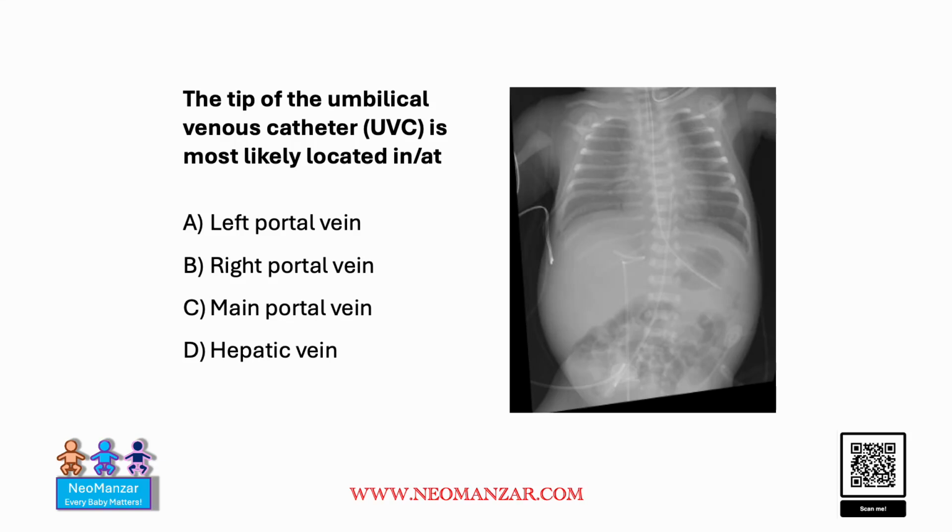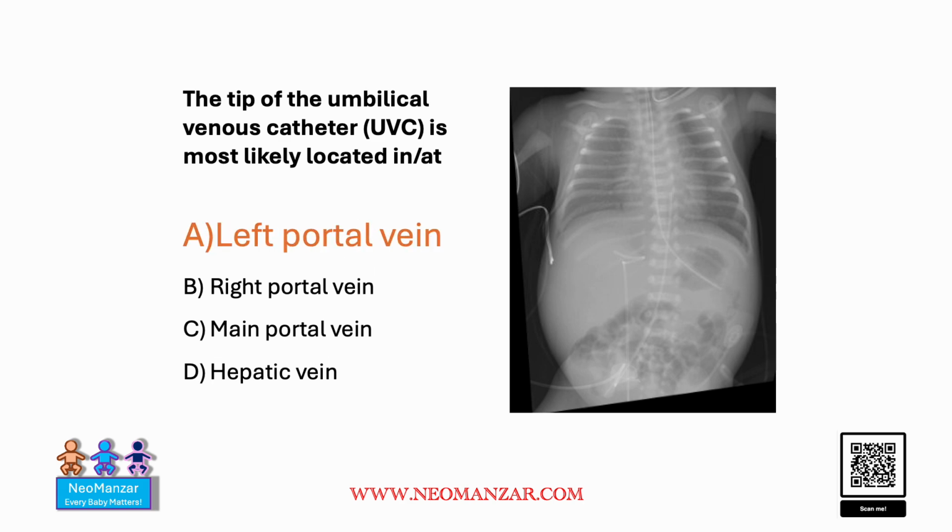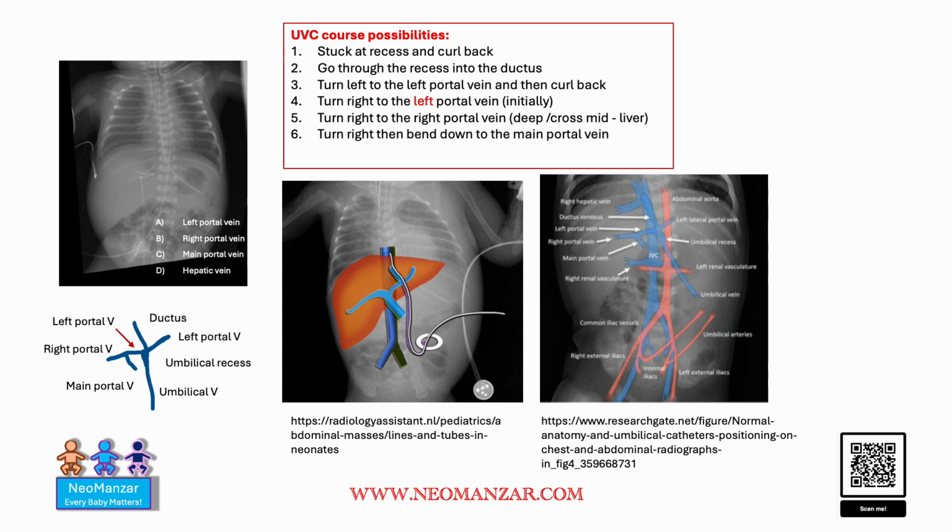So the tip of the umbilical venous catheter is most likely located in or at. Pause the slide, zoom the picture, take a look. Okay, the correct response here is left portal vein. And let me explain why it is.